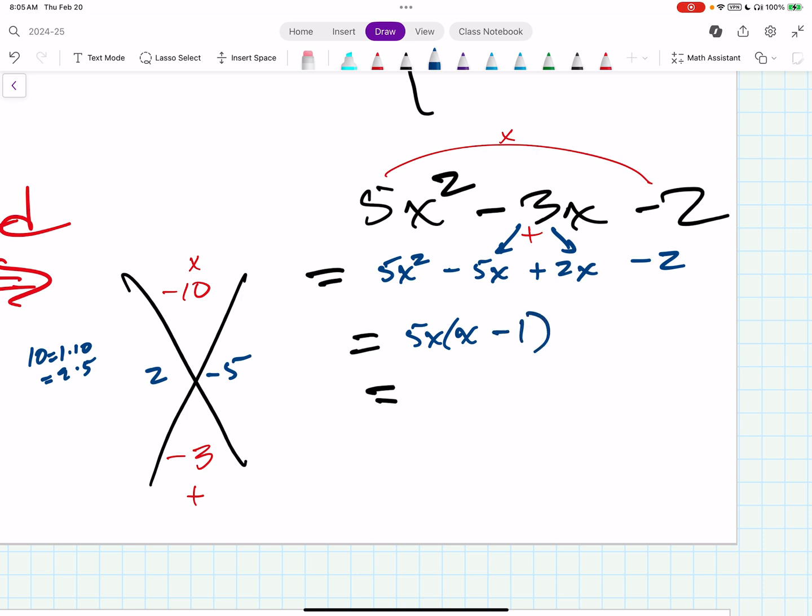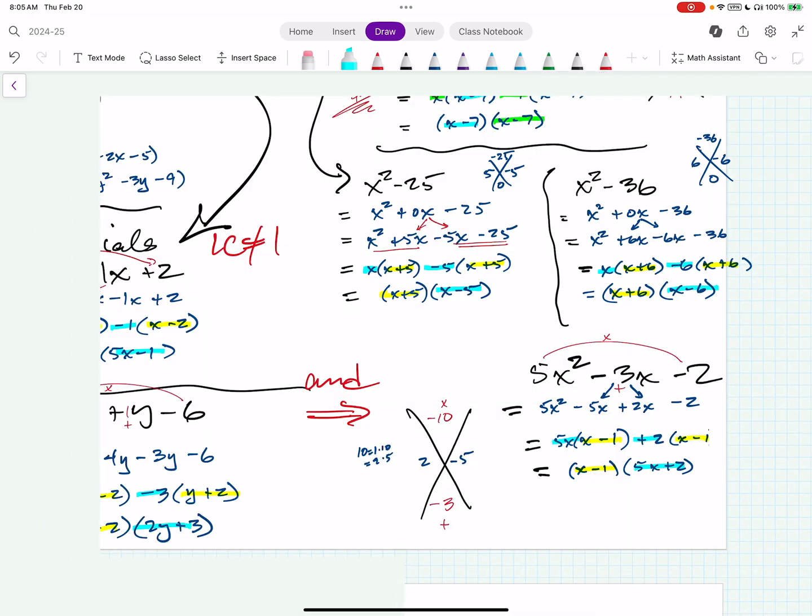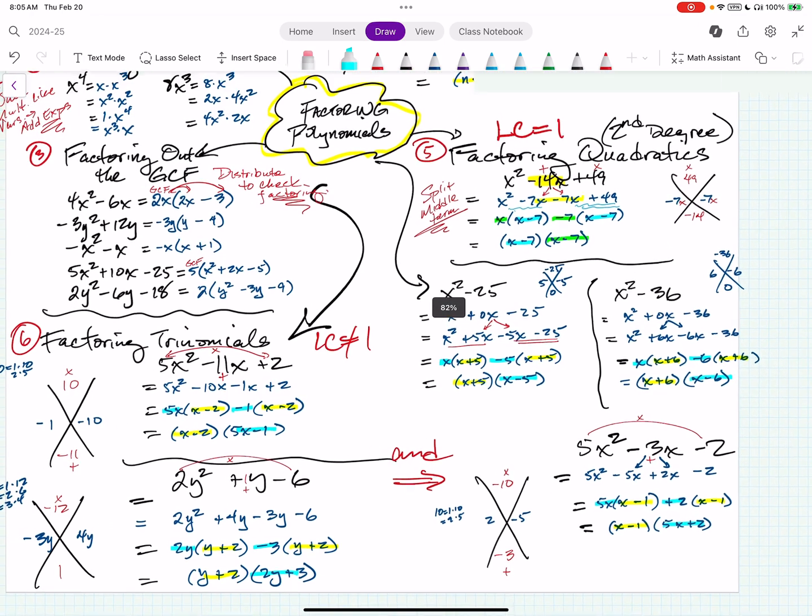And then the next one here, there's a 2 in common, so factor that out. And guess what? X minus 1 is in common. And then you factor that out, and you get x minus 1 times 5x plus 2. Okay? So again, let me just re-explain. The x minus 1 is in common, and then you always multiply it by the remaining terms, which is 5x plus 2.